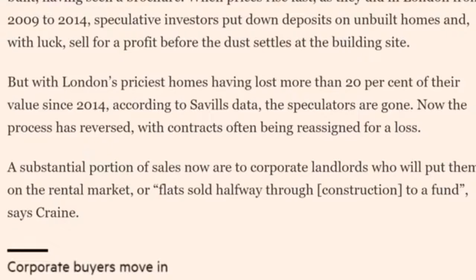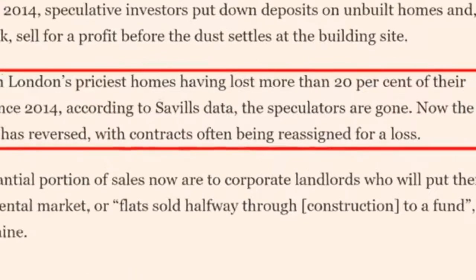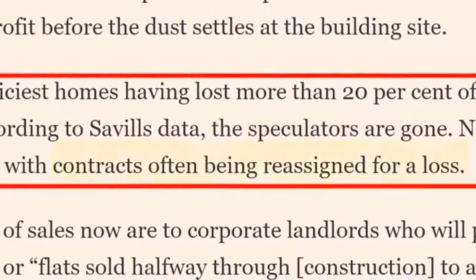But let me just read you some more stuff over here. With London's priciest homes having lost more than 20% of their value since 2014, the speculators are gone. Now the process has reversed, with contracts often being reassigned for a loss. In fact, according to this article, a lot of buyers are getting out of their contracts at a loss because they're seeing too much risk in the property market. They just want to move out of this market.